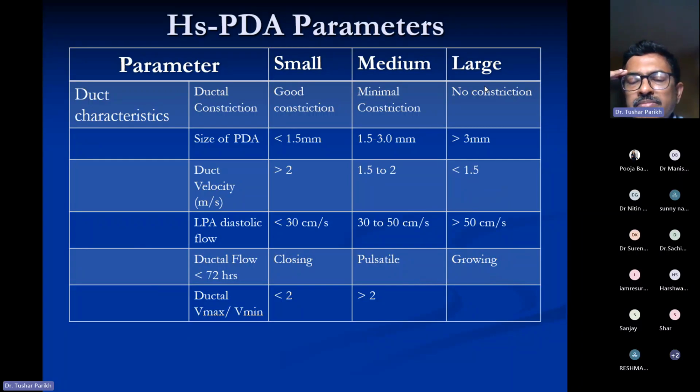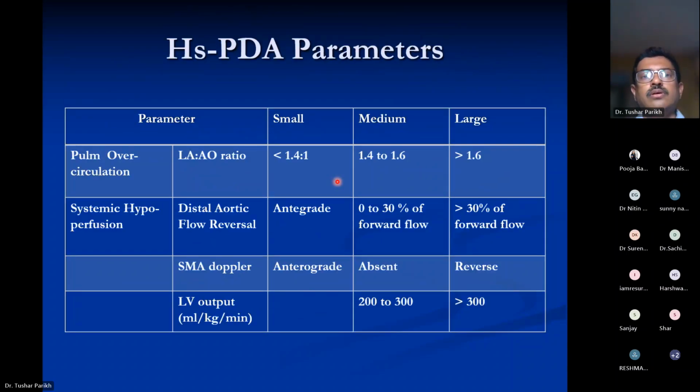Ductal Vmax over Vmin: in a small PDA it is less than 2, in a medium or large PDA it is more than 2. Then coming to pulmonary overcirculation, LA/Ao ratio less than 1.4 is normal, 1.4 to 1.6 is medium, and more than 1.6 is a large PDA. Then systemic hypoperfusion, distal aortic flow reversal: basically anterograde flow in a small PDA, 30% reversal in medium, and more than 30% in a large PDA. SMA Doppler, again the same: anterograde flow, absent flow or reverse flow. And LV output: we have to remember, in a medium or large PDA, the LV output is always increased. It may be supranormal.